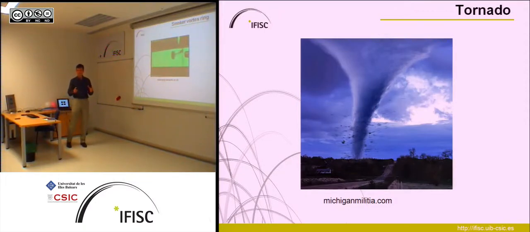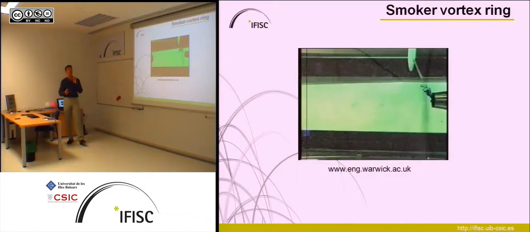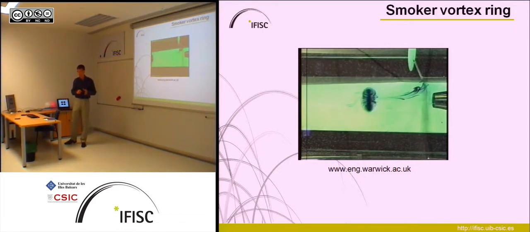Maybe not so big. Okay, so here you can see another example of spiral solution, which is smoker vortex ring. So people who smoke can do this, and they have a ring. And this ring is reproduced in a laboratory of University of Warwick. So this is a laboratory experiment. They use gas, they use paint, and they show what it is.